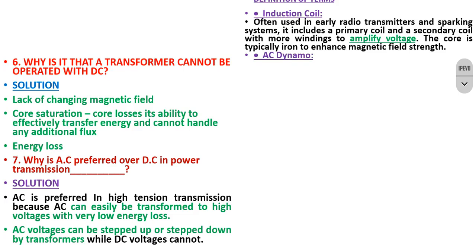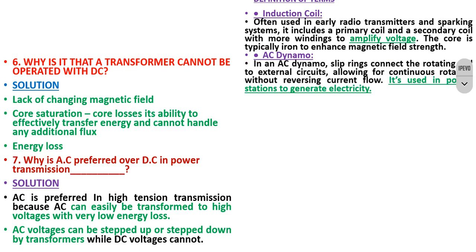So note that word. The AC dynamo: in an AC dynamo, slip rings connect the rotating coil to the external circuit, allowing for continuous rotation without reversing current flow. It's used in power stations to generate electricity. So the AC dynamo is used in power stations to generate electricity.